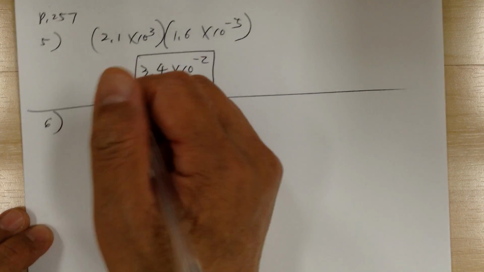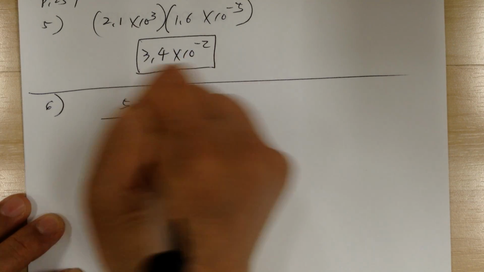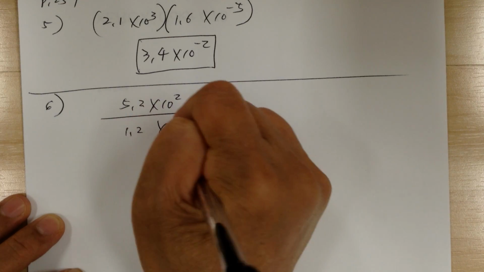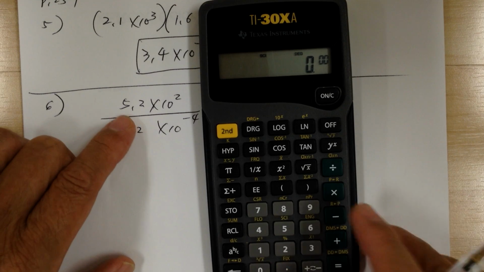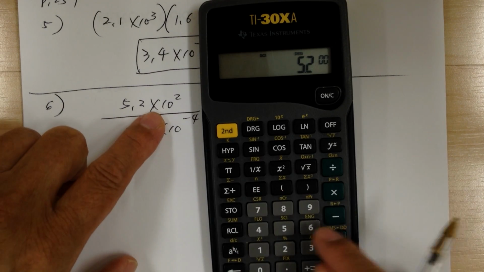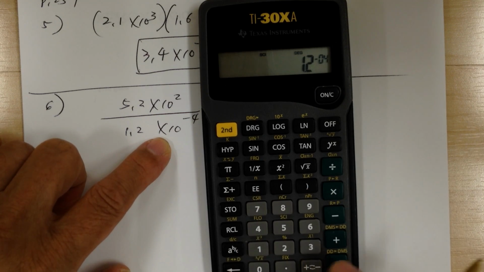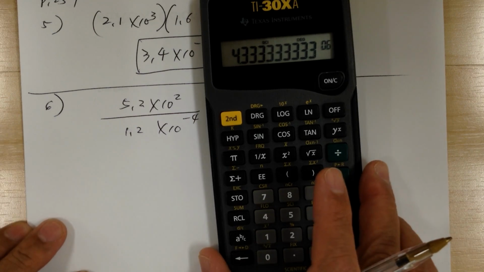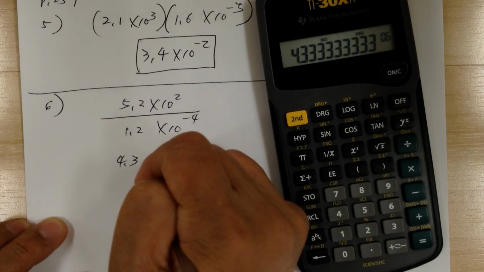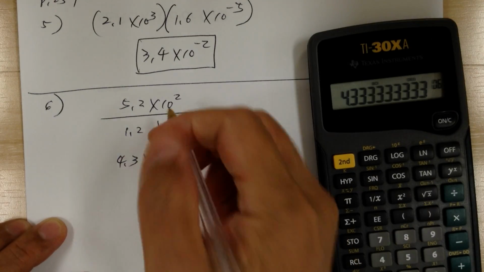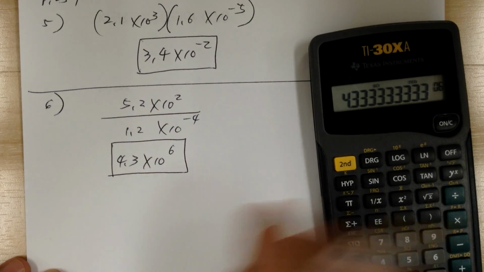Okay, number 6. You got 5.2 times 10 to the 2 divided by 1.2 times 10 to the negative 4. Okay, so for scientific notation, use your scientific calculator. So you got 5.2 EE 2 divided by 1.2 EE 4 negative. Push equal and 2 significant digits. So it would be 4.3 times 10 to the 6. So you have to round to 2 significant digits.